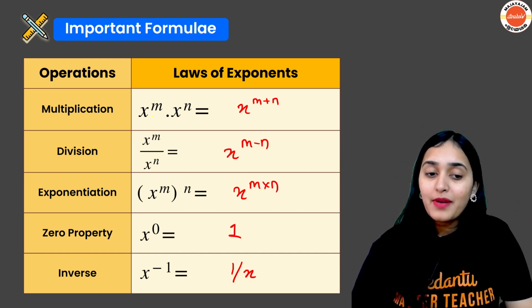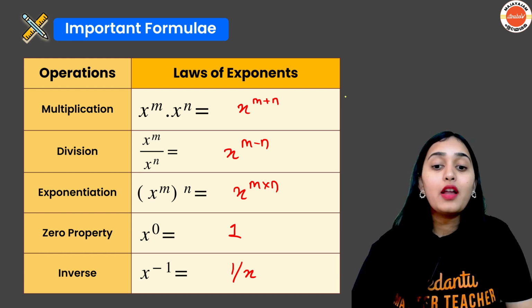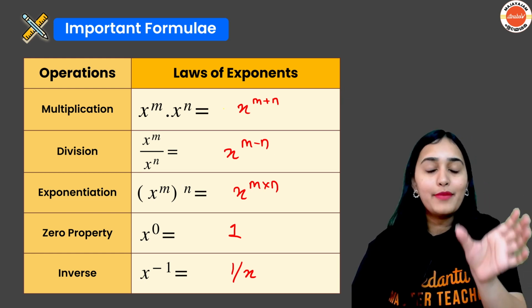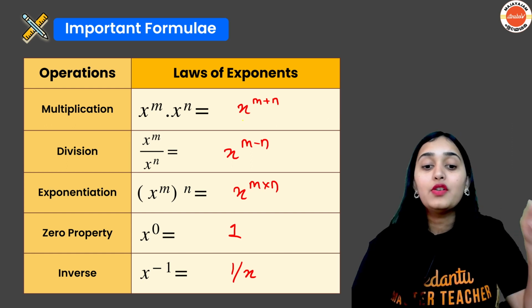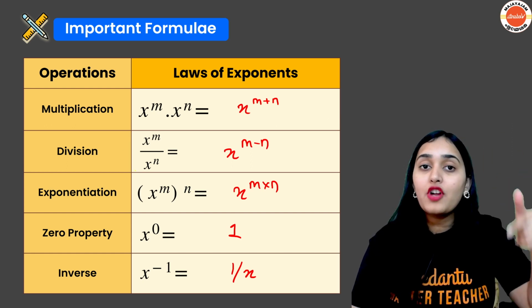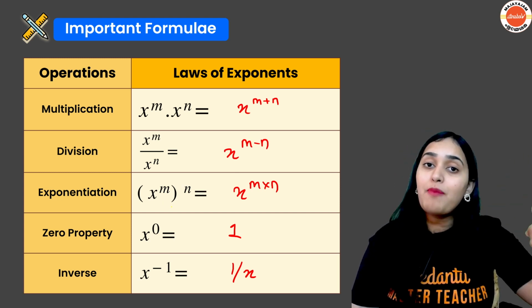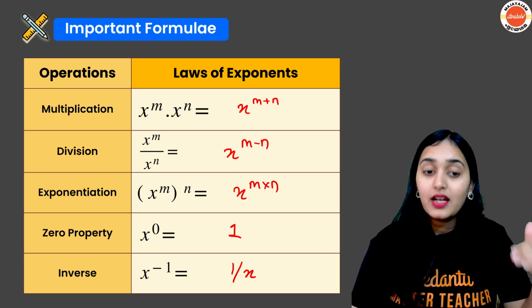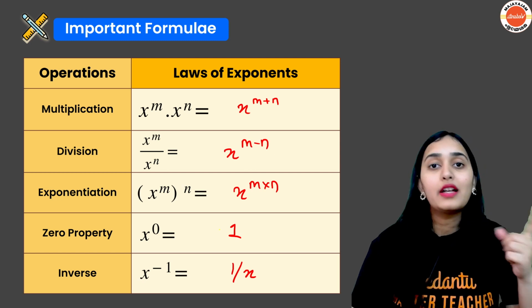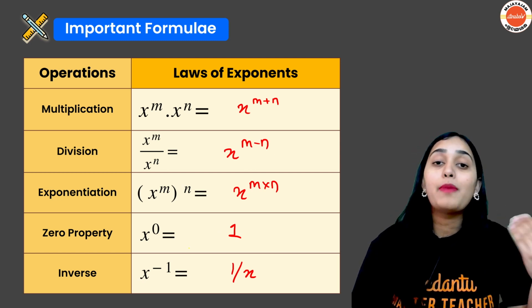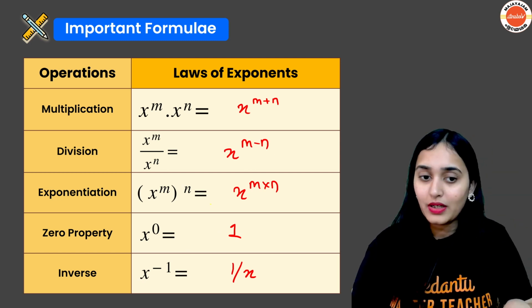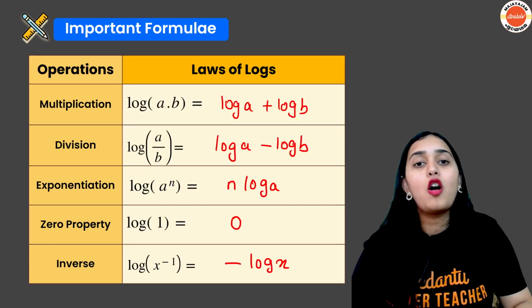Now in algebra we have learned, if you are multiplying two numbers with different powers, you can directly add the powers. If you are dividing two same numbers, you can subtract the powers. Power of power gets multiplied together. Any number to the power 0 is always 1. Any number to the power minus 1 is the reciprocal. Same is applied in log also.